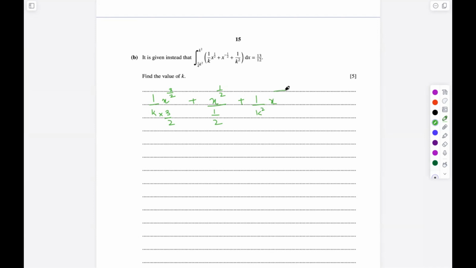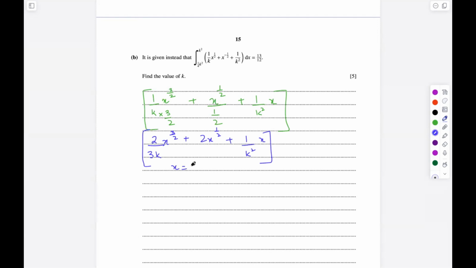Now, once we have integrated this, we'll first substitute the limits and subtract them, and then put the final answer equal to 13 upon 12. Before we substitute the limits, we can rearrange this to write it as 2 upon 3k x to the power 3 upon 2, plus 2x to the power 1 upon 2, plus 1 upon k squared x. Once we have simplified this, now we can apply the upper limit, which is k squared.